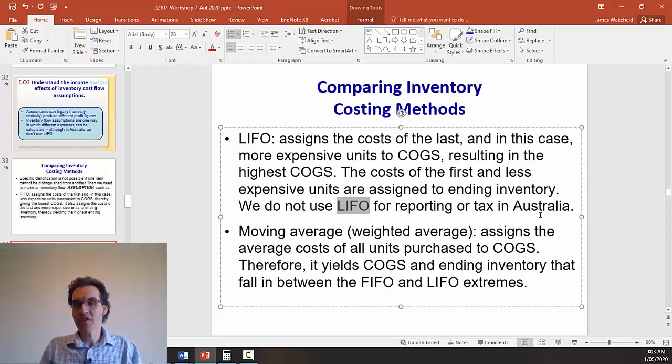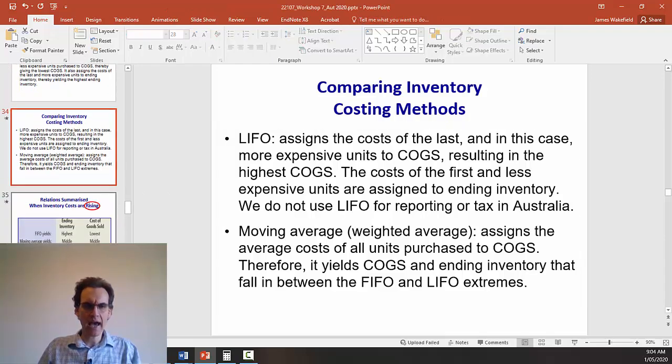The moving average method, as you know, determines the weighted average cost of inventory. So the cost of average inventory units at the time of sale. And so generally, if prices have risen or fallen consistently over the period, if you use the moving average method, you will get a cost of goods sold that is in between the extremes of the first in, first out method and the last in, first out method.